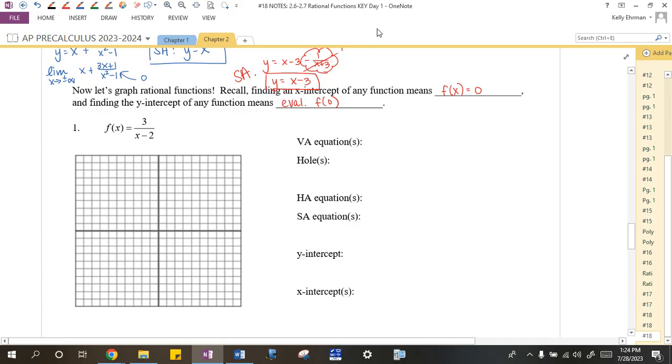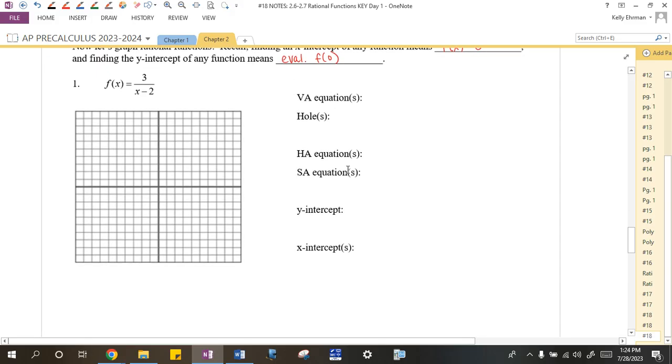Okay, so when we're graphing these things, I just want to do a few examples, and instead of writing out all the rules, let's just do these examples, and you'll be asked to find this various information. We'll go from there. So first thing is, can you simplify f of x? In this case, the answer is no, it doesn't factor, nothing reduces. So we can get right down to finding some of our information.